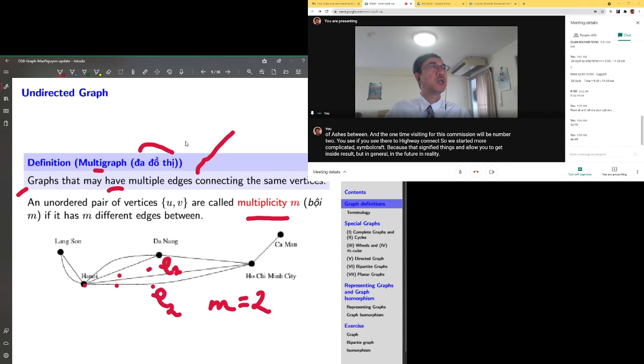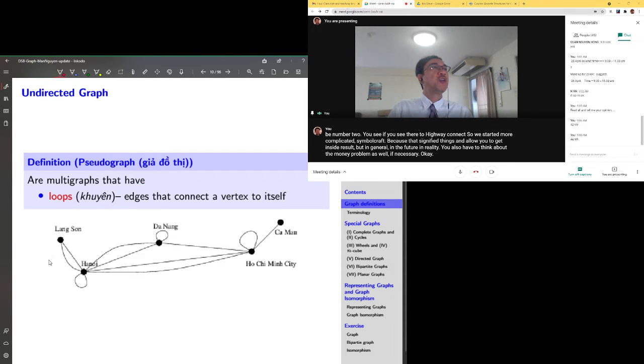We talk about the loop, and you ask, well, after the multigraph, then you see here multi-connection, Hanoi, Saigon, 2. But then you also allow the loop. I told you before, the simple graph does not allow the loop. Now we allow the loop inside. So how many loops are there in this picture, guys? Tell me. Answer me. How many loops are there?